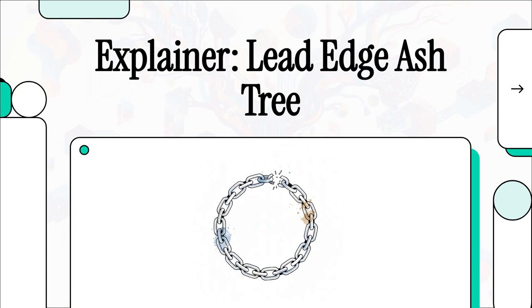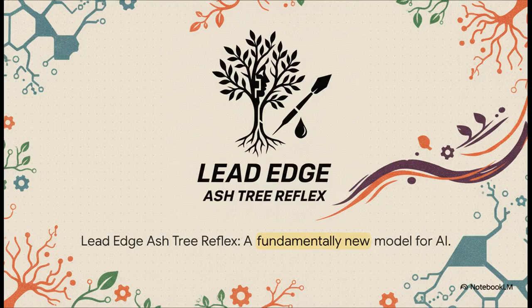Welcome to The Explainer. Today, we're digging into a document that outlines a completely different way to think about artificial intelligence, one that's built on reflexes, not just raw processing power. So we're going to be diving into this really radical blueprint for AI. It's called the lead edge ash tree reflex, or LEATR for short. And let me tell you, it's not just another algorithm. It's a whole new philosophy for building intelligence from the ground up.